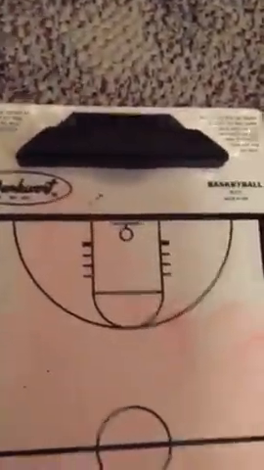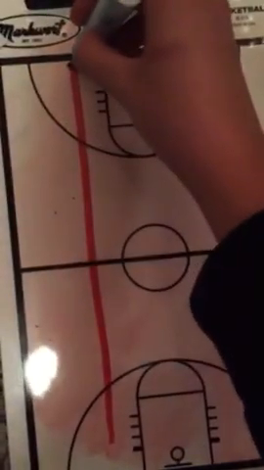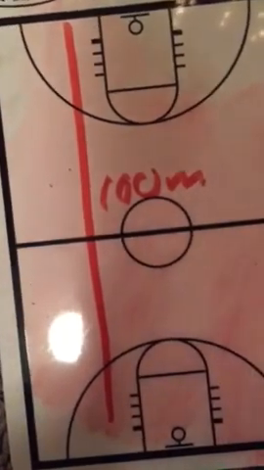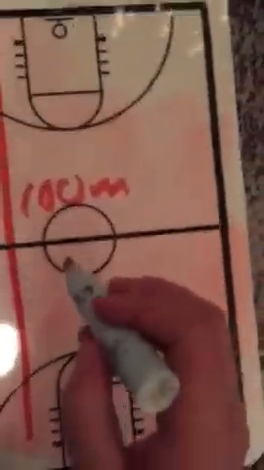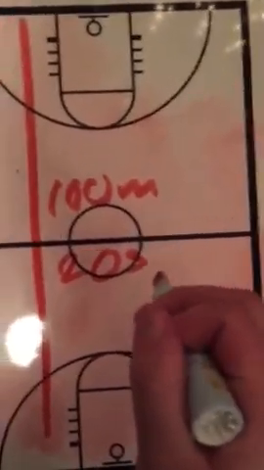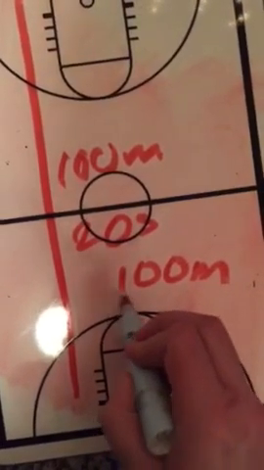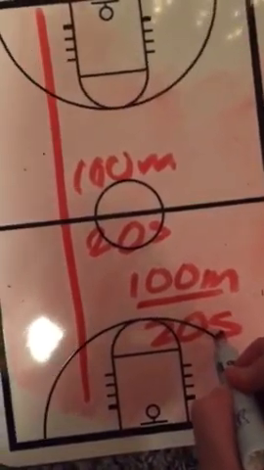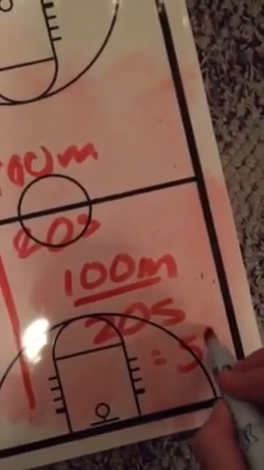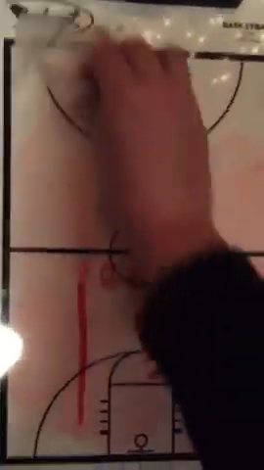So let's say you run down the court, and let's say this time it's 100 meters. Just saying. And let's say you make it in 20 seconds because you're really slow. So you take the 100 meters over the 20 seconds, and then you will equal 5 meters per second. Velocity.